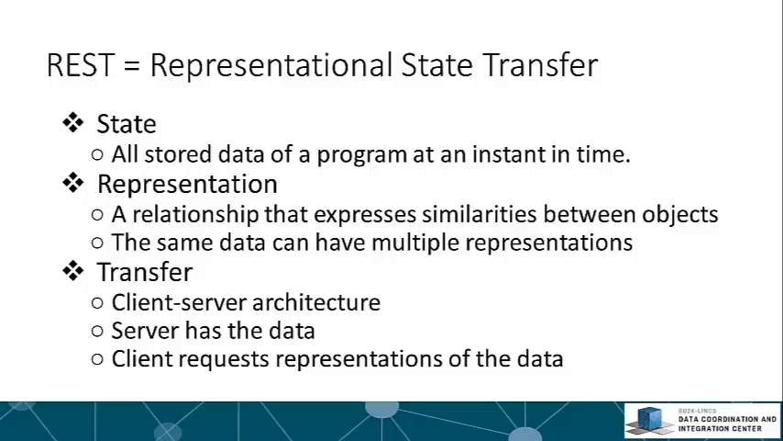Representation is a relationship that expresses the similarities between objects. For example, the capital letter I and the word unit are two different representations for the same number, number 1. And transfer refers to the fact that we're passing this representational state around. In this case, we have a client and a server. The server has the data and the client requests the data. In the World Wide Web, the client is typically your web browser. So putting this all together, REST is a model in which a client and a server interact through representations of the state of the server.